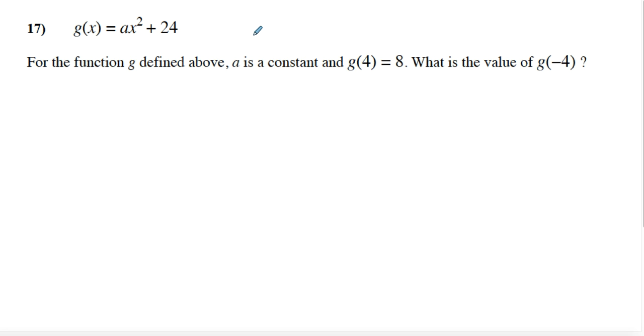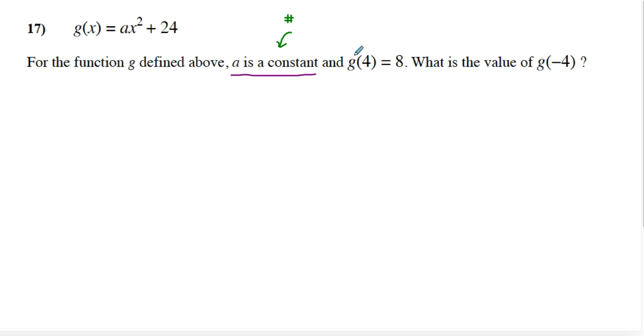I'm going to be going over question number 17 from the review packet on quadratics. It says, for the function g defined above, a is a constant. And that we keep going back to just means that a is a number, okay? It is a number. I know it looks like a variable, but by me saying it's a constant, it's a number. And g of 4 equals 8.